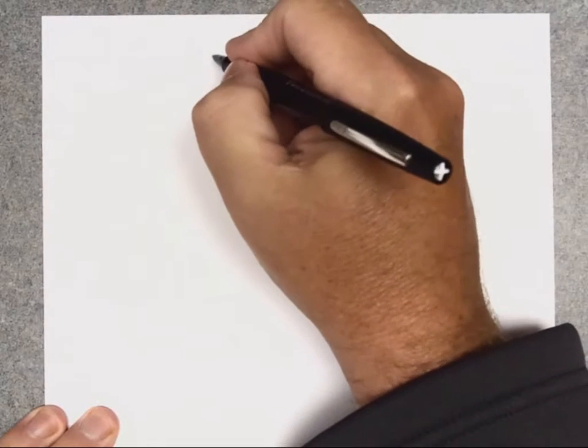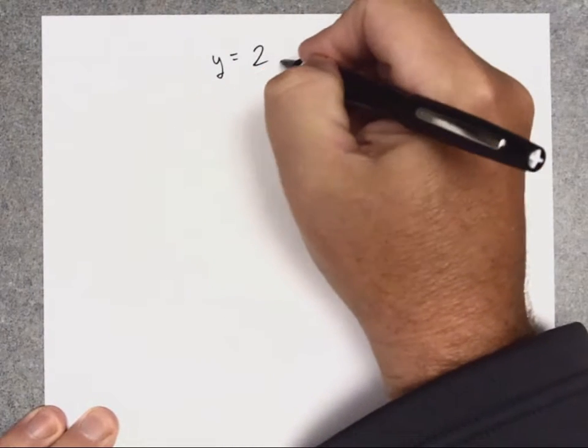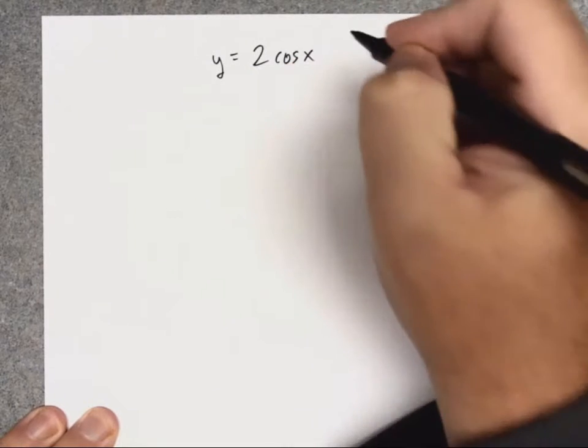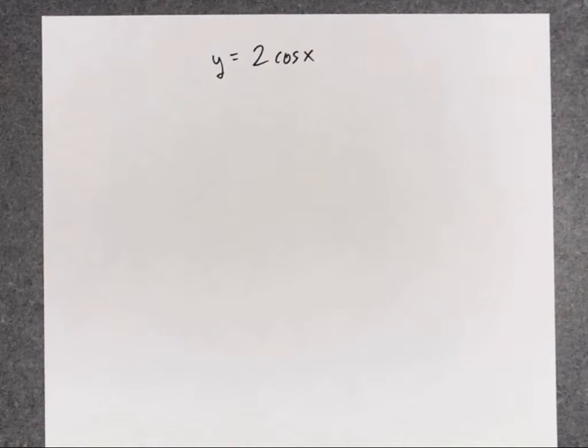All right, how about, here's an equation, y equals 2 cosine x. So I'm going to take this equation, figure out the amplitude, the period, the phase shift, and then try and graph it.